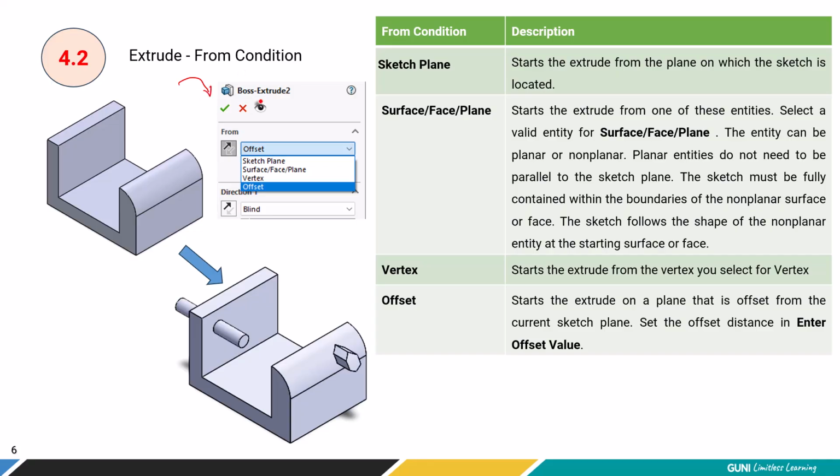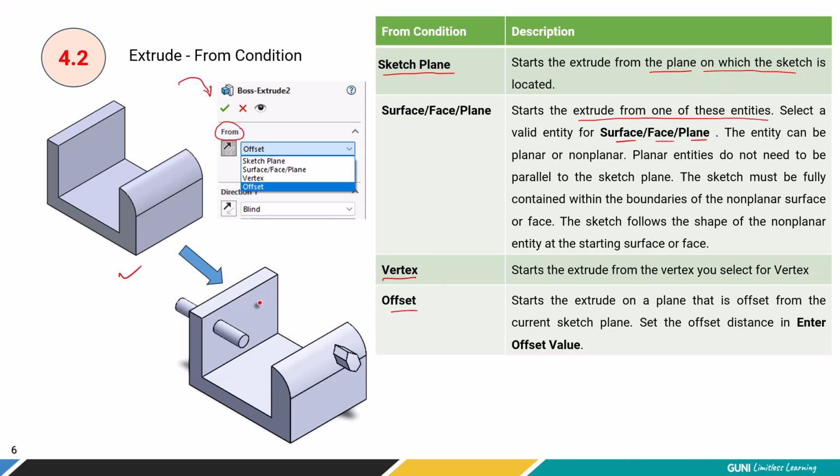Here if you look at this image, from is basically, as discussed earlier, the location of a sketch. So you have 4 options. First is, by default, sketch plane. Second is surface, face and plane. Third is vertex and fourth is offset. Now in this figure it is very easy to understand what each of these options says. Sketch plane starts the extrusion from the plane on which the sketch is located. The second option says it starts the extrude from one of these entities, that is surface, face and plane.